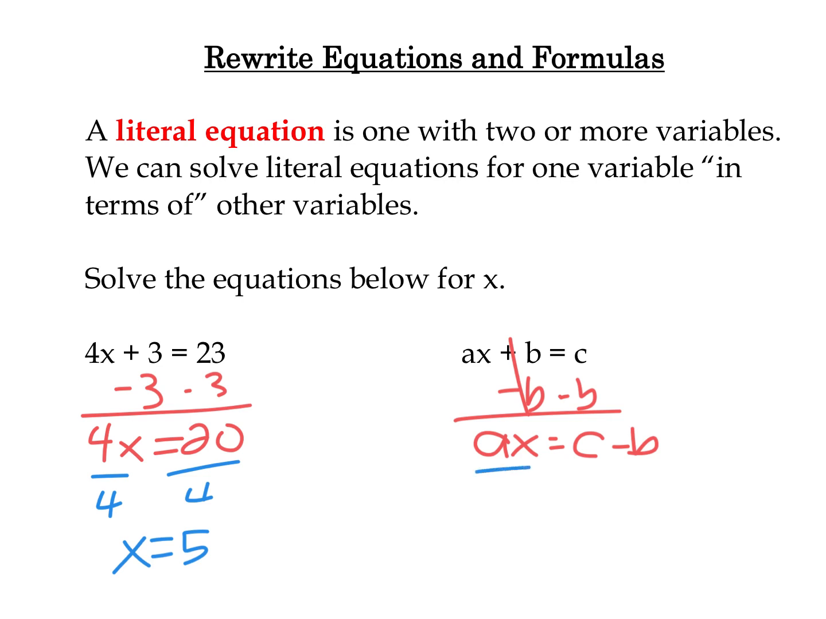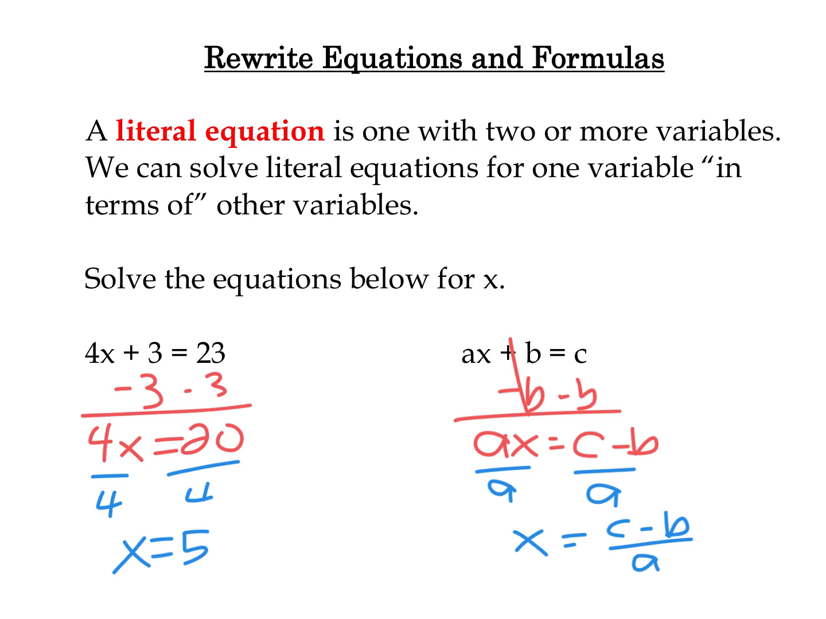And then we're going to divide by a on both sides, just like we divided by the 4 in the other problem. So now we're going to get x equals c minus b, all divided by a. And that would be our answer for the literal equation. That would be x equals c minus b all over a. Right? So we solve them the same. Instead of adding and subtracting numbers, dividing by numbers, we're going to do that with variables to get that literal equation solved for one of the variables.